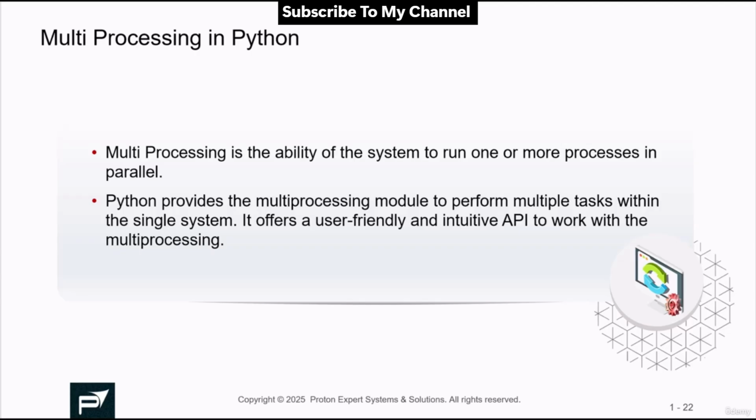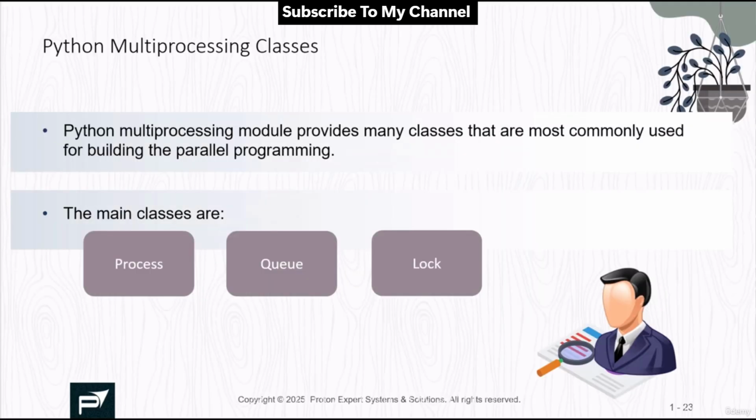Let us understand what is Python multiprocessing classes. Python multiprocessing module provides many classes that are most commonly used for building the parallel programming. The main classes are Process, Queue, and Lock.